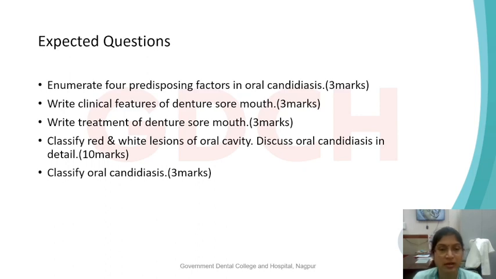Expected questions from this topic are as follows. There can be questions on: enumerate predisposing factors in oral candidiasis, write clinical features of denture sore mouth, write the treatment of denture sore mouth, classify red and white lesions of the oral cavity, discuss oral candidiasis in detail, and classify oral candidiasis. Apart from these, questions can also come on angular cheilitis, then atrophic candidiasis, and associated lesions. Any of these questions could be expected.